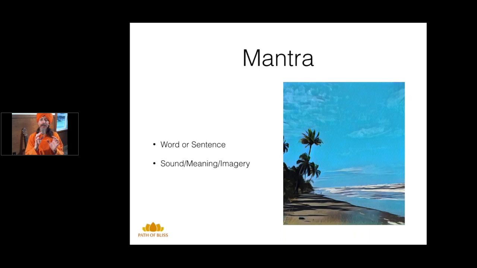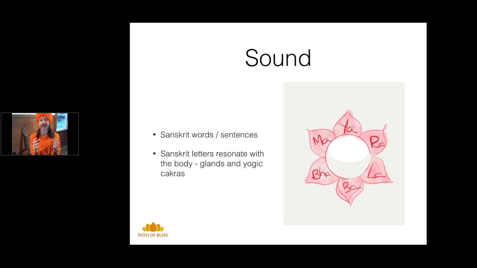And so the mantra is a word or sentence. Actually, it's a thought in the form of a word or in the form of a sentence, with the sound, with the meaning, with the image, and a feeling that it creates. The word mantra comes from Sanskrit, and all mantras that we use also come from Sanskrit. They can be Sanskrit words or Sanskrit sentences.